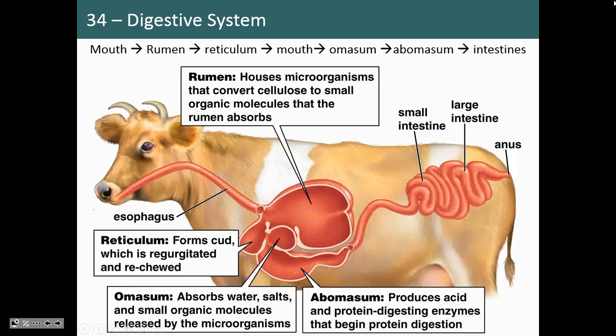And so they chew it again, swallow it back down, and this time it actually goes into the omasum, where water, salts, and small organic materials are released by microorganisms to help continue the digestive process. And then they move into the abomasum, which is actually like a true stomach, where the digestion that's analogous to what the rest of mammals do occurs. And then from there, we move into the intestine for absorption and water reclamation.